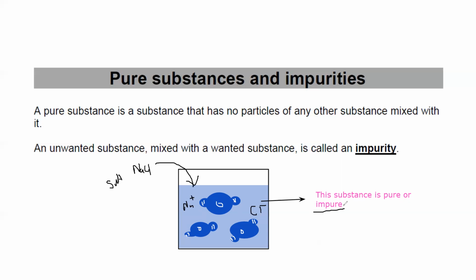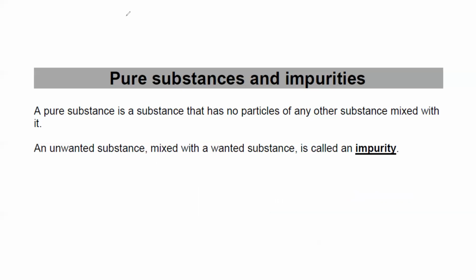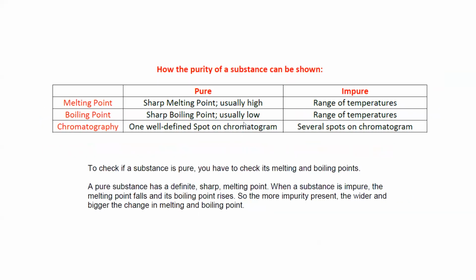So basically, if we have identical particles, same particles, we call that a pure substance. If we have different types of particles in a substance, we call that an impure substance. Now, what are the effects of the impurity, and how to check whether a substance is pure or impure? We can check by different ways. We can check the melting point, we can check the boiling point, or we can use chromatography. Chromatography we'll discuss in detail. But what about the melting point and the boiling point?